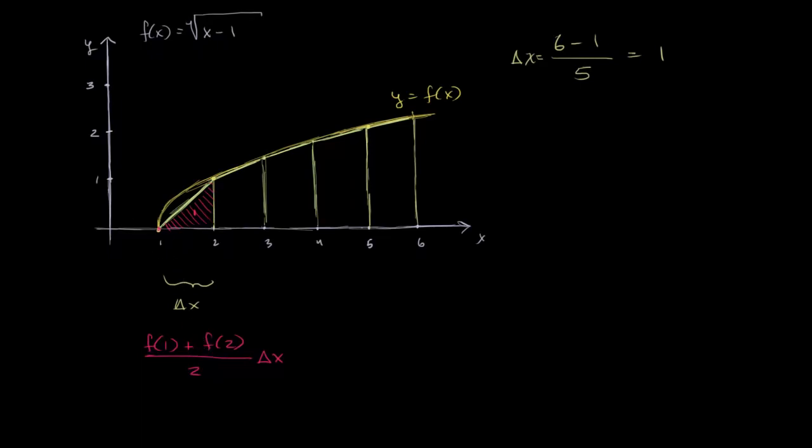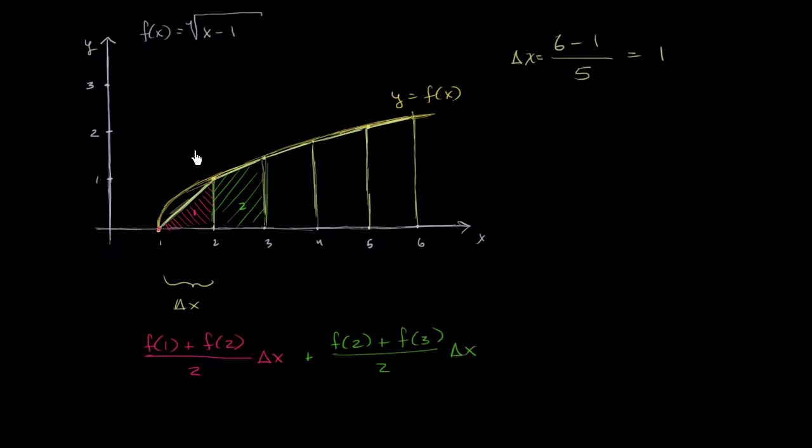But let's look at the second trapezoid. Trapezoid 2, right over here. What is its area going to be? Well, it's going to be f of 2 plus f of 3. f of 2 is this height. f of 3 is this height. So we're taking the average of those two heights, divided by 2. That's the average of those two heights times the base, times delta x.